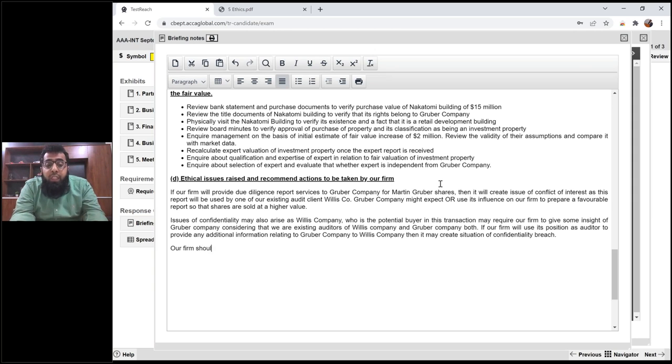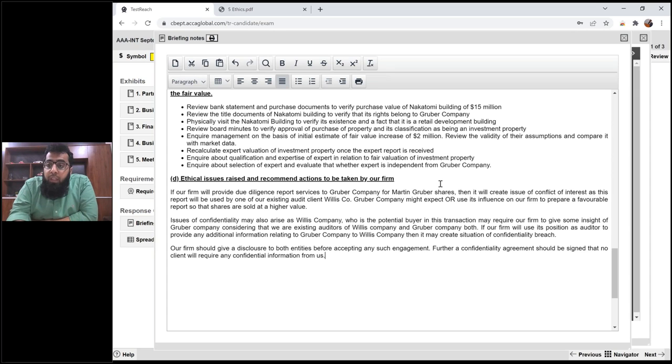Our firm should give a disclosure to both entities before accepting any such engagement. Further, a confidentiality agreement should be signed that no client will require any confidential information from us.